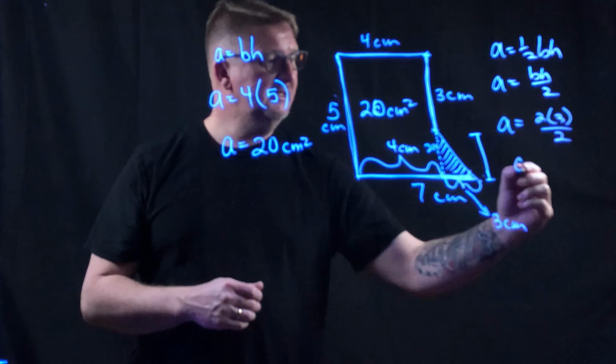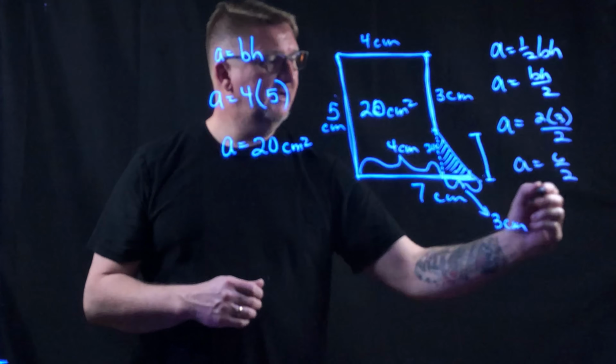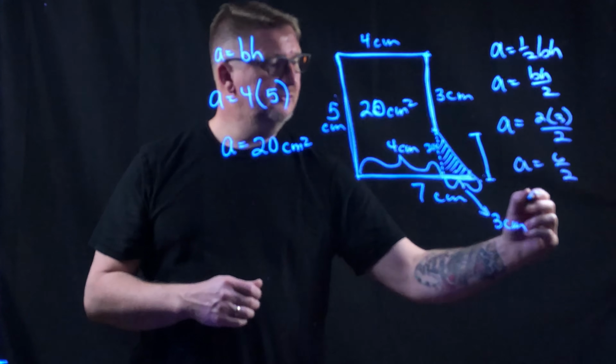2 times 3 is 6, divided by 2, area equals 3 centimeters squared. So just that triangle is 3 centimeters squared. So now I have to combine the area of the small triangle and the area of the big rectangle, and that'll give me the total area of the shape.